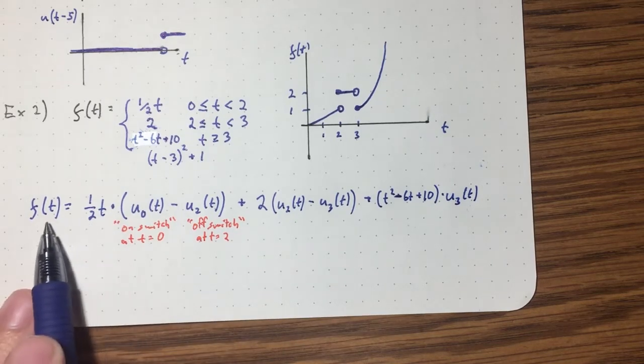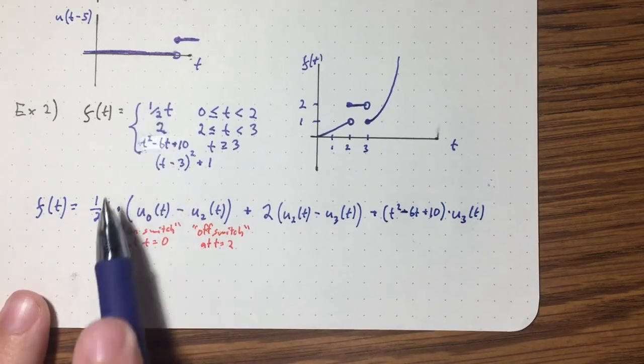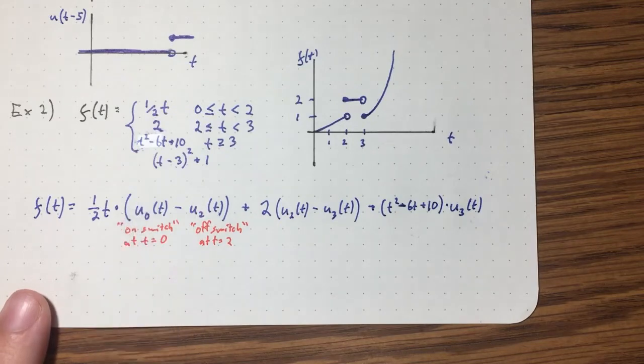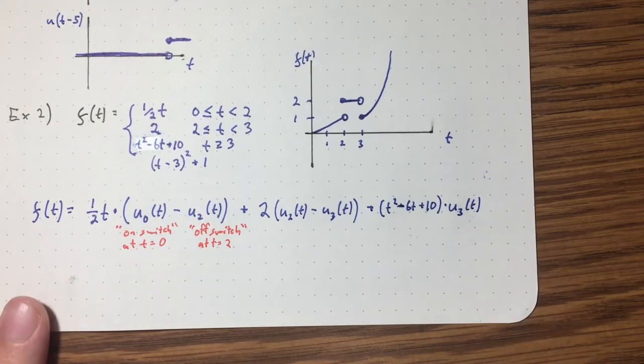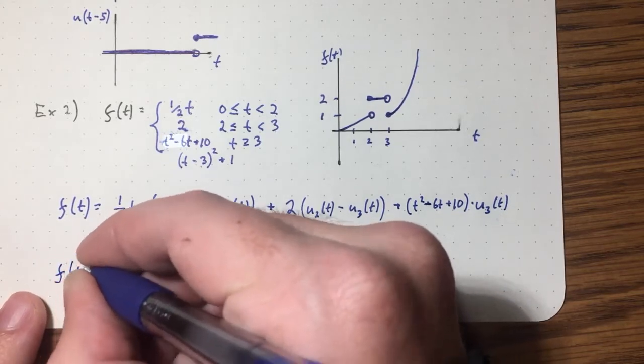Notice that I wrote it down in one line. That's really cool, right? I don't need these piecewise descriptions of the function. It's just this function right here in one line. That's going to be really useful for taking Laplace transforms also.